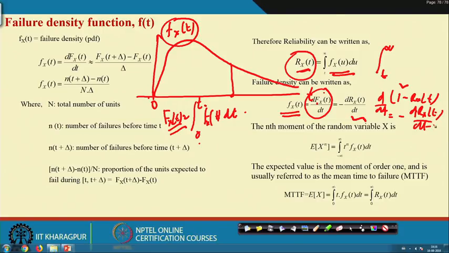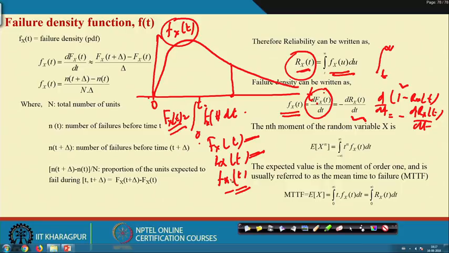Okay. So, that means if you know the capital F_X(t), you can find out the small f_X(t). If you know capital F_X(t), you can find out the reliability or survival function R_X(t). If you know R_X(t) also, you can find out f_X(t). So, there is a relationship between F_X(t), R_X(t), and small f_X(t). This is the cumulative probability distribution, this is the reliability or survival distribution, this is the failure density.